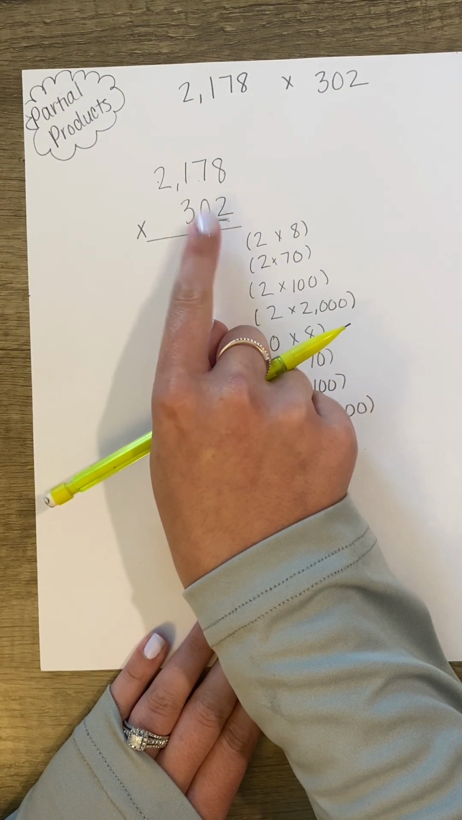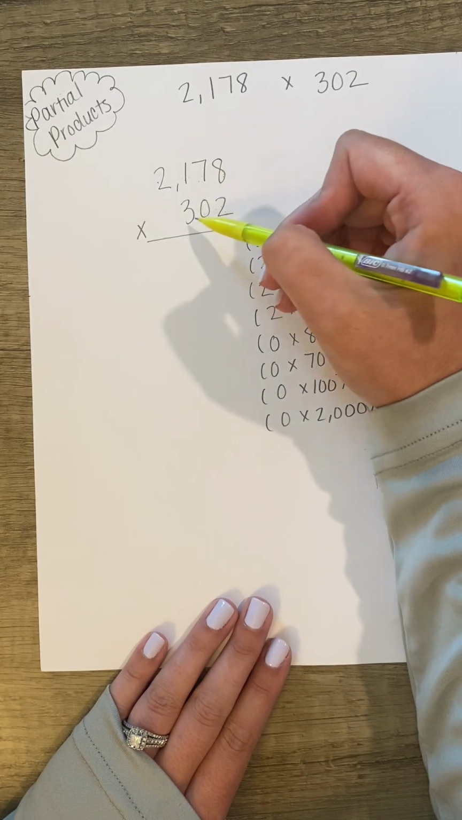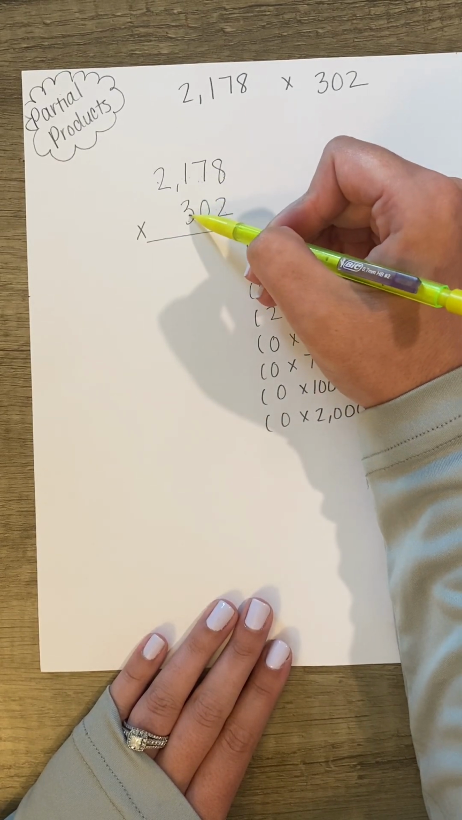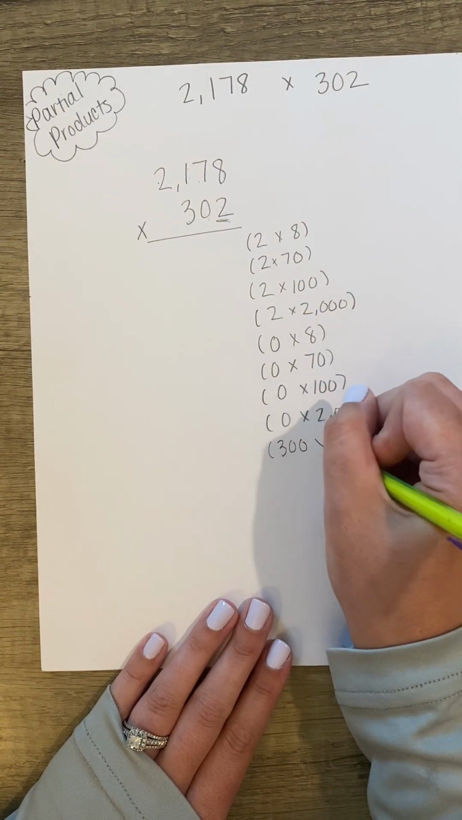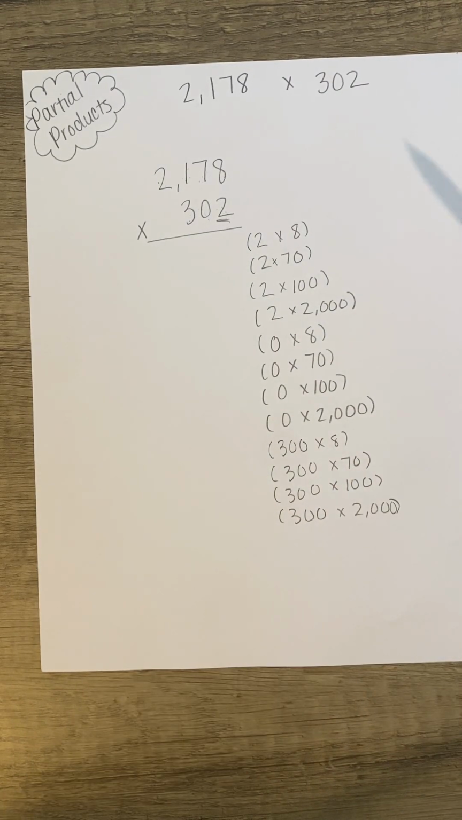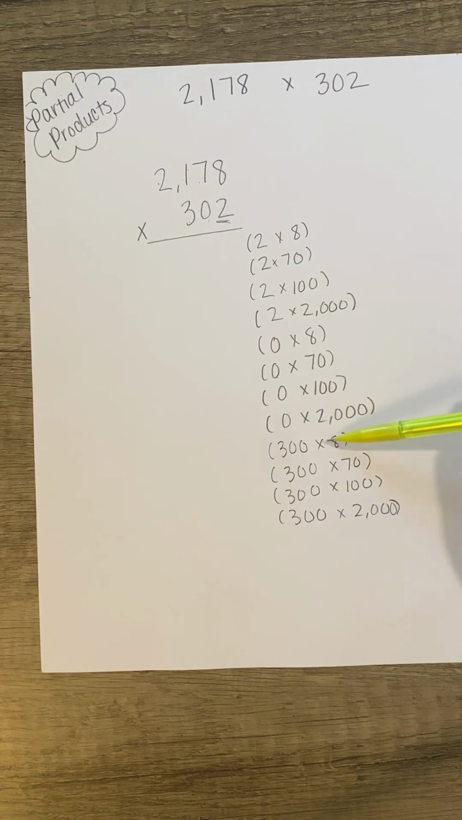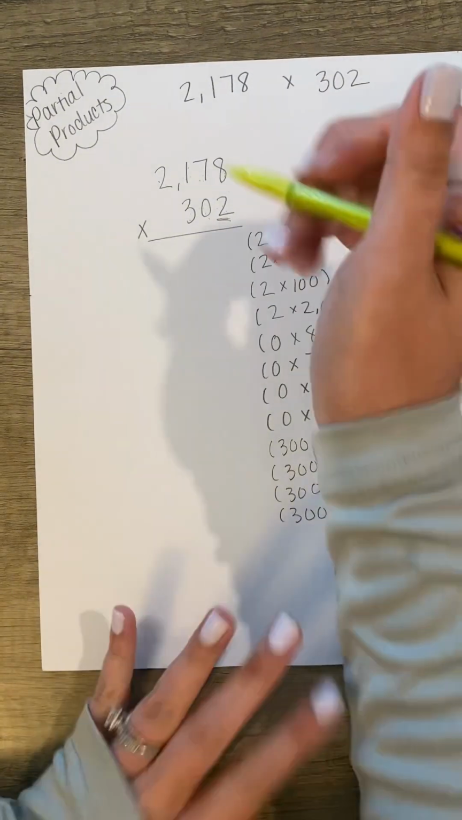After we're done with our 0, we're going to move to our hundreds place. So we're doing 300 times 8, 300 times 70, 300 times 100, 300 times 2,000. You'll want to just count them up real quick. 1, 2, 3, 4, 5, 6, 7, 8, 9, 10, 11, 12. I do have 12 partial products, so we can go ahead and start multiplying.